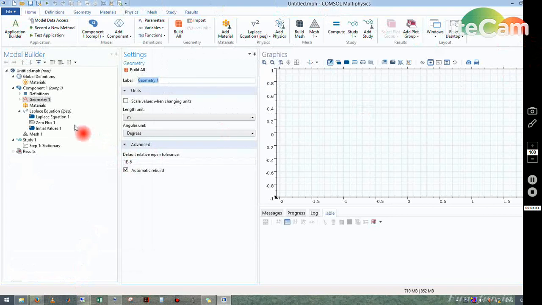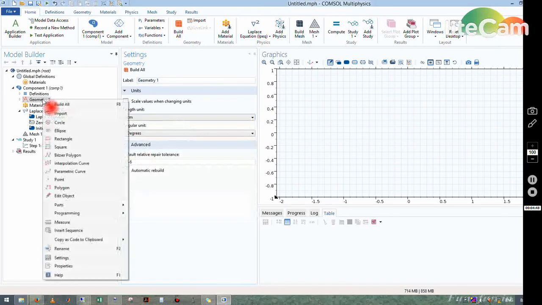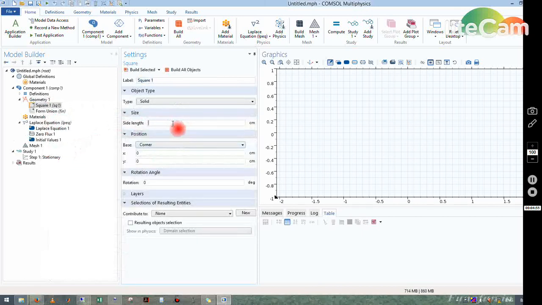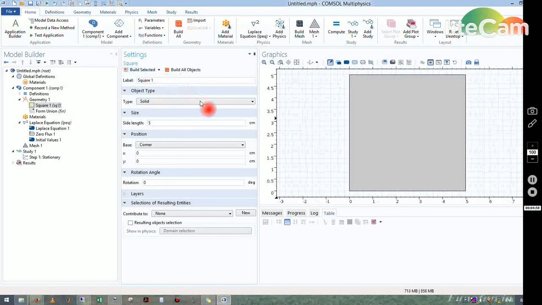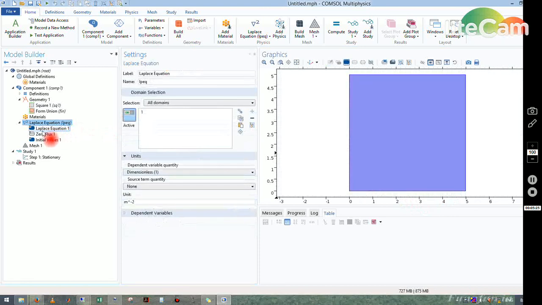Now I go to geometry and make the unit centimeter again, and then take a square. Say the length of the square is 5 centimeter each. In the case of the heat transfer module, there was a solution space. But now I have taken the Laplace equation, and still we need to define the domain where it will be solving the equation.